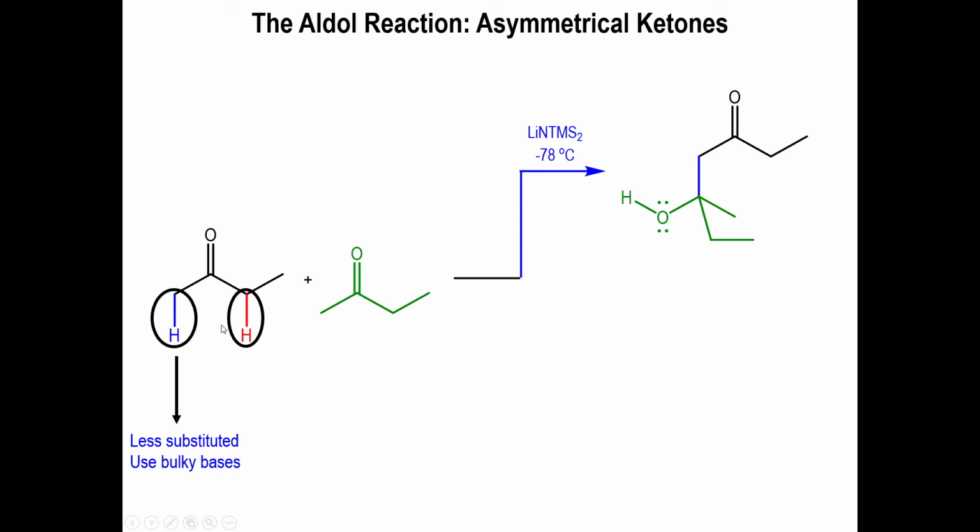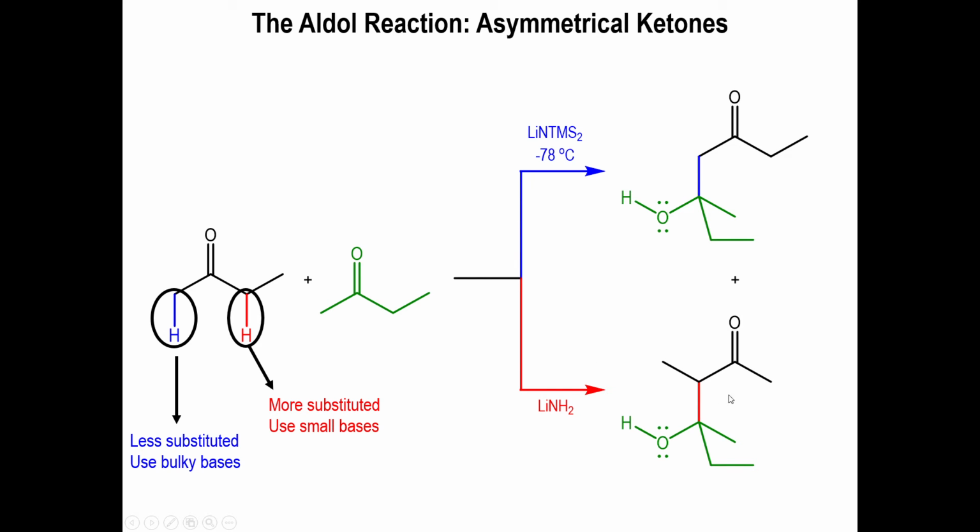But let's say that you are interested in the proton right here that is more substituted. Well, what will help you there is to use smaller bases, right? So if you stick with lithium amide or even lithium hydroxide, I mentioned that you're going to get both products with hydroxide, but you will still favor the more substituted deprotonation because it forms the more substituted enolate. Now that said, it will still kind of be a mixture, right? So this might not be per se the best strategy to make this particular product in the best yield available.